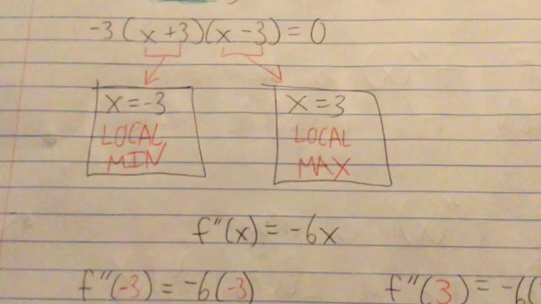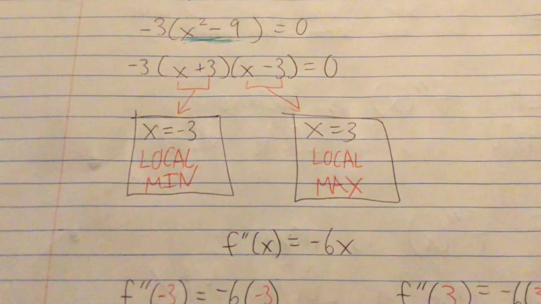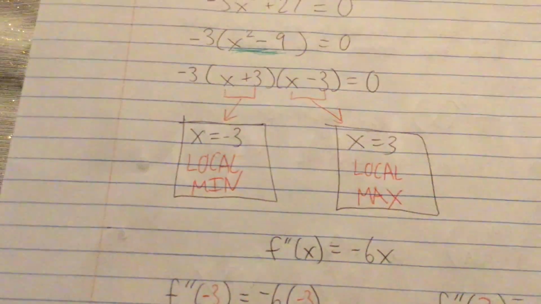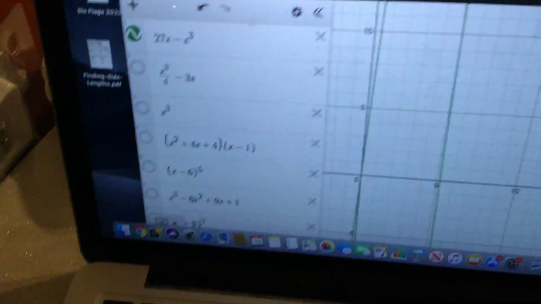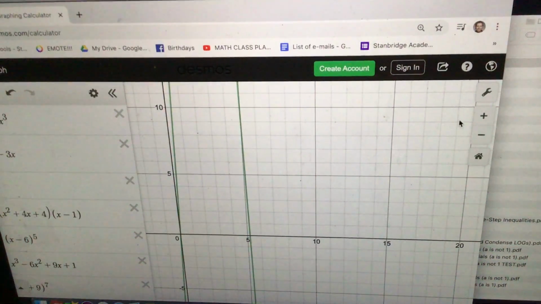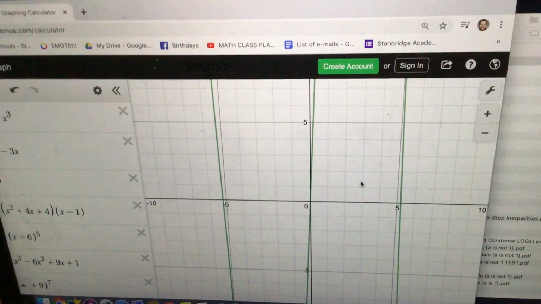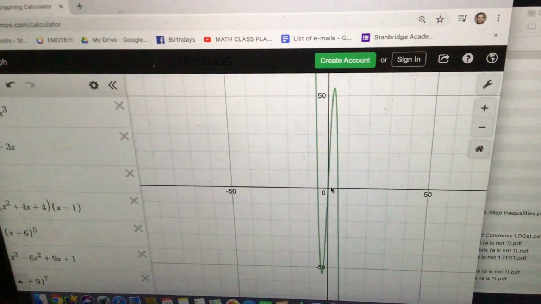There we go. So x equals negative 3 is a local min. x equals positive 3 is my local max. Let's check with the graph on Desmos. So let me get that up here. I want to go home. There we go. Well, I'm already home. Just wanted to go home to the 0, 0 part.